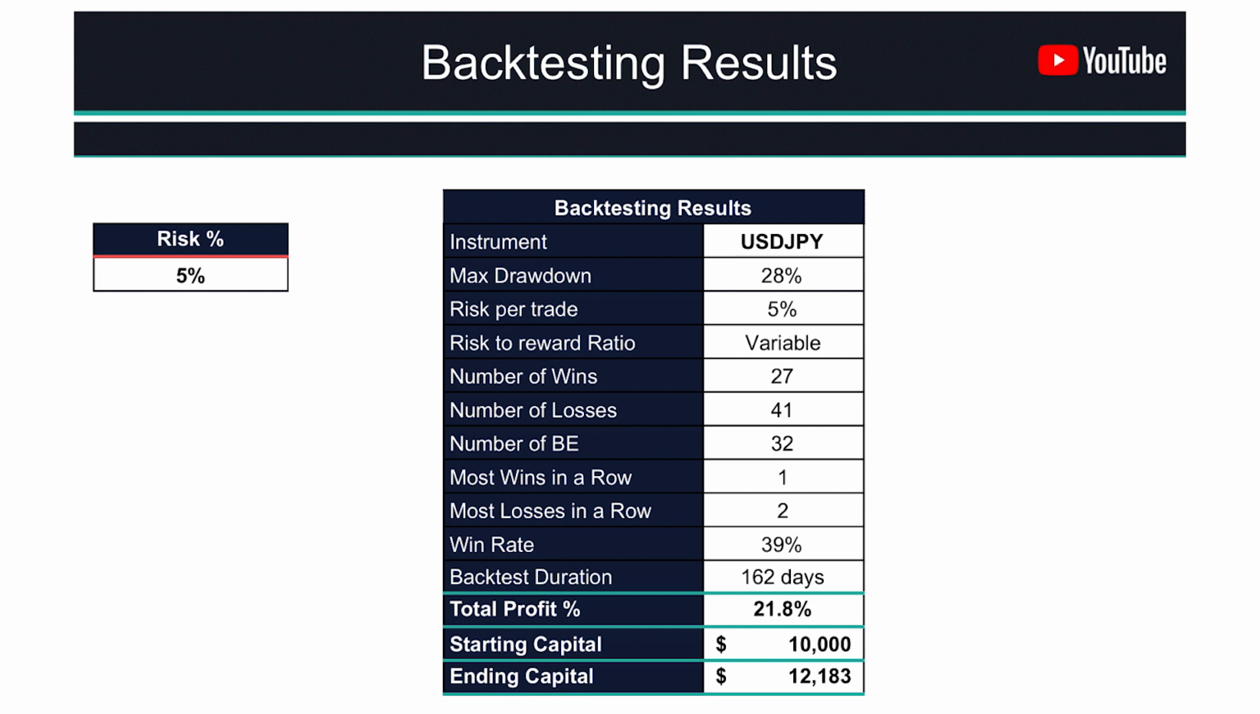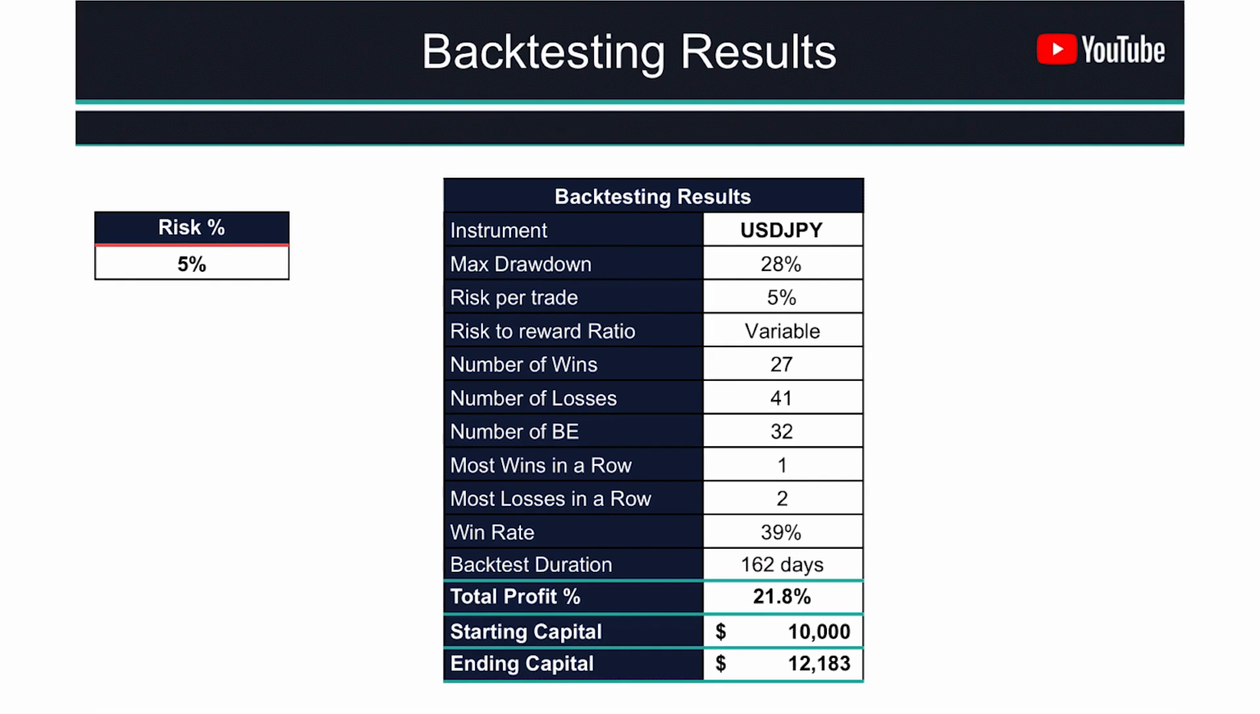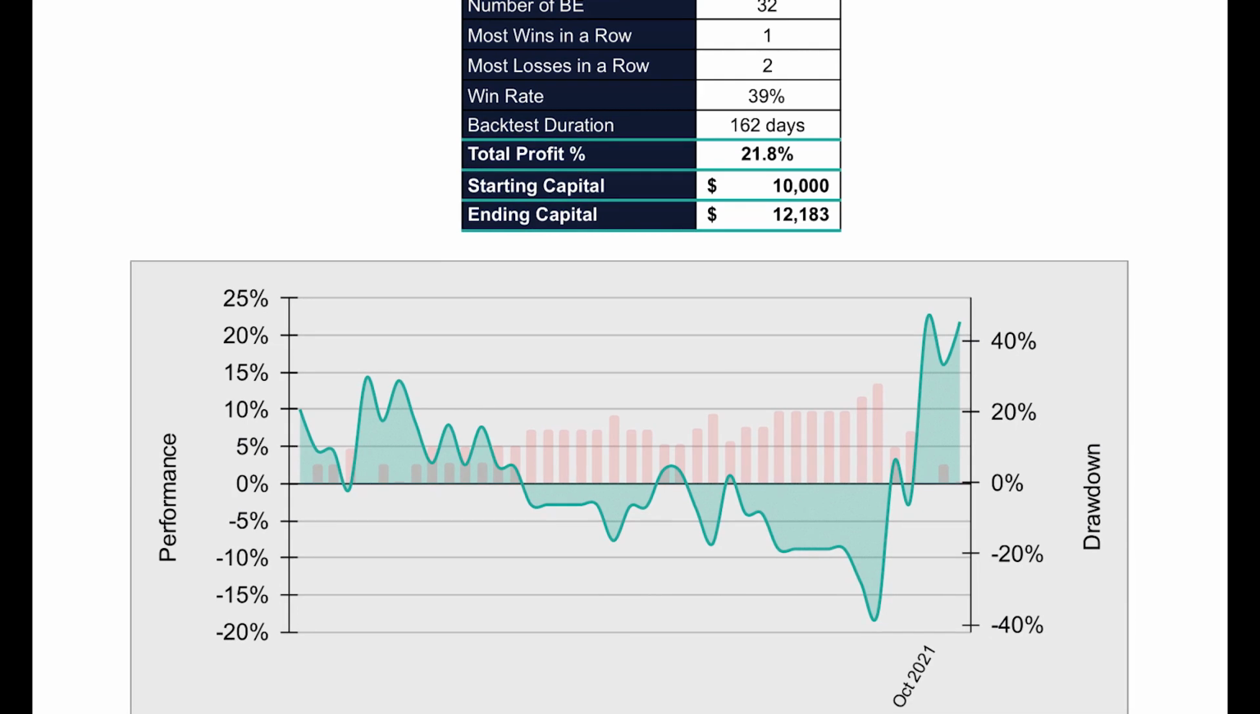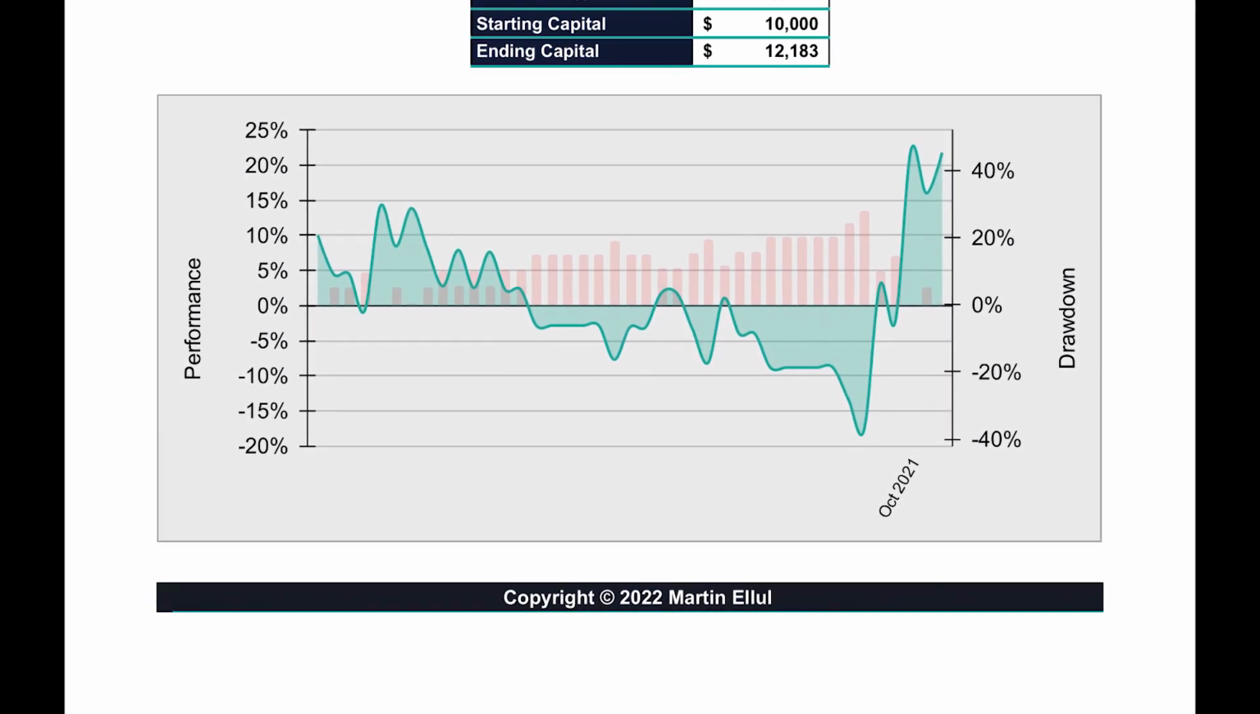So that gave a win rate of 39% over 162 days, so roughly 5 months, with a net profit of 21.8%. So if you would have started with $10,000, you would have ended up with a bit more than $12,000. So this is a great long-term strategy. More than 20% over 5 months is a great performance.